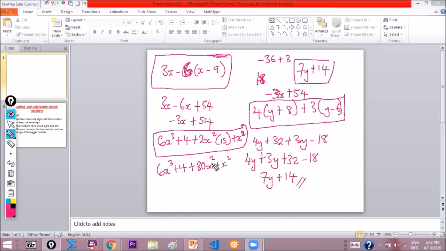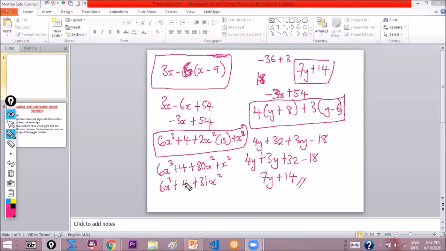Okay, you got the first step, very correct. The next thing now, you collect like terms. The like terms here are 30x squared plus x squared because they have the same power. So you add 30 plus 1, which gives us 31x squared. So this is our final answer. You understand what I'm trying to say?